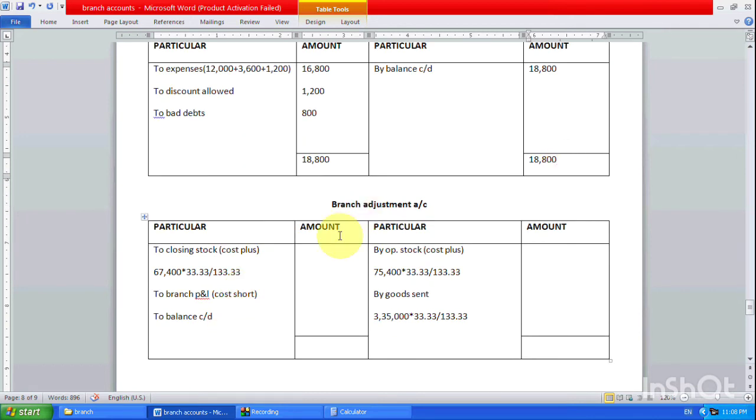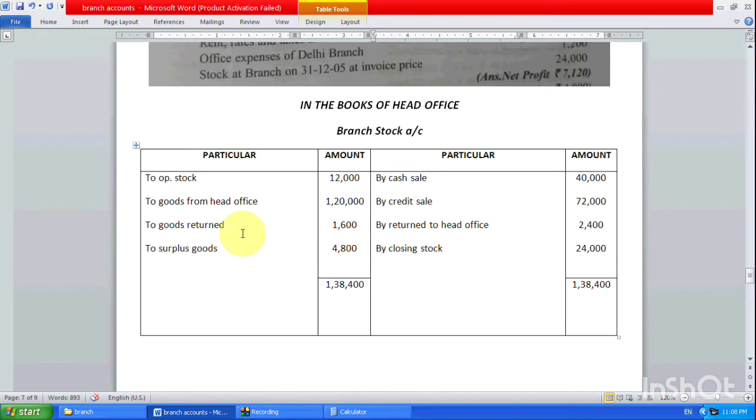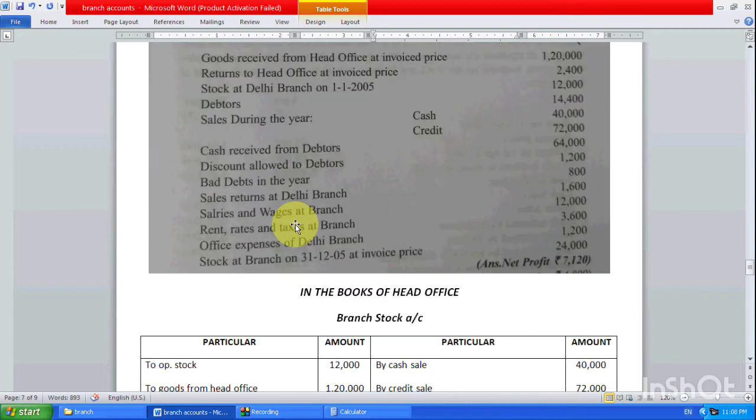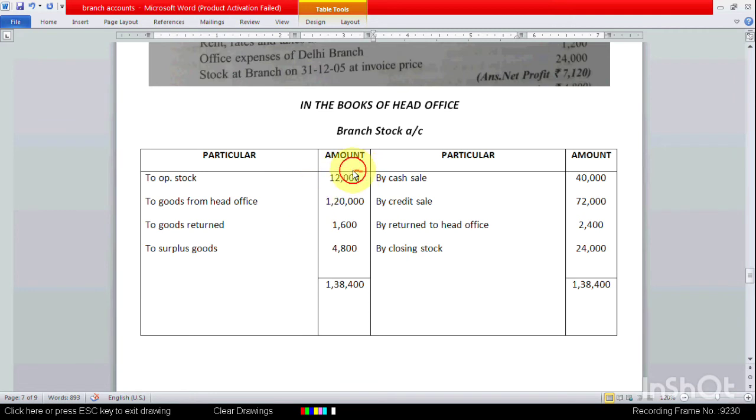Next, branch adjustment account. We have to transfer branch adjustment here, branch expense. Okay, here see, first closing stock. Here we have to separate this cost plus amount. Bombay has a branch at Delhi to which goods are invoiced at cost plus. Cost plus means extra cost, 25% is already added to this stock. So we have to separate this cost plus amount from the original amount.